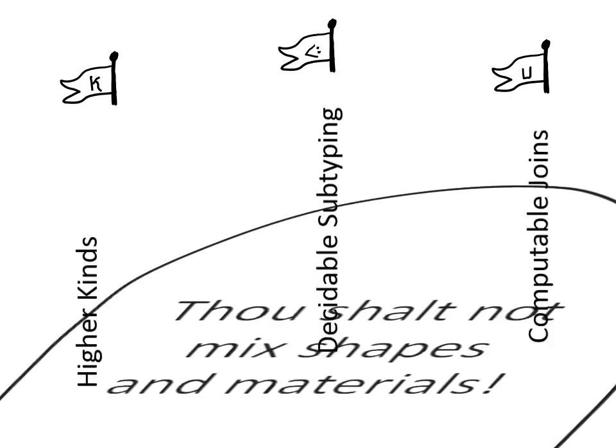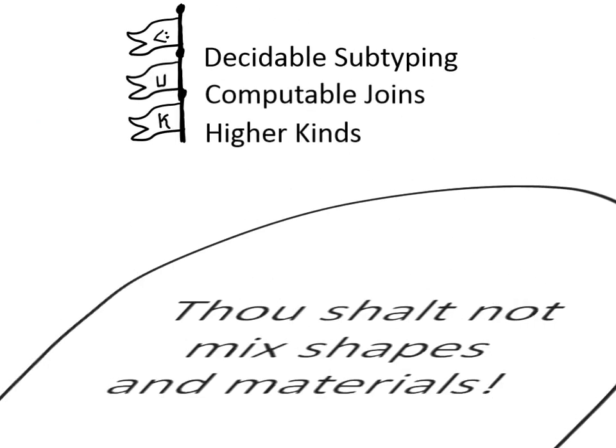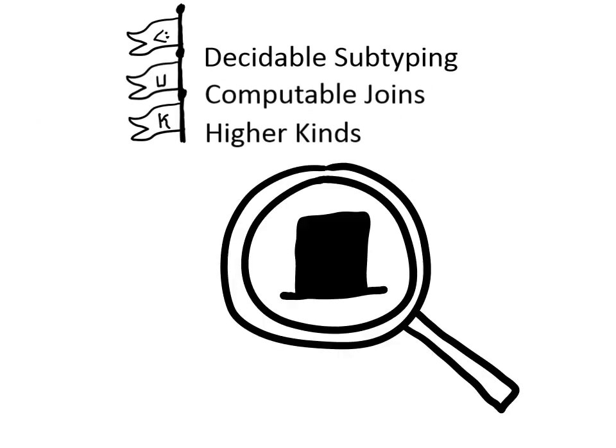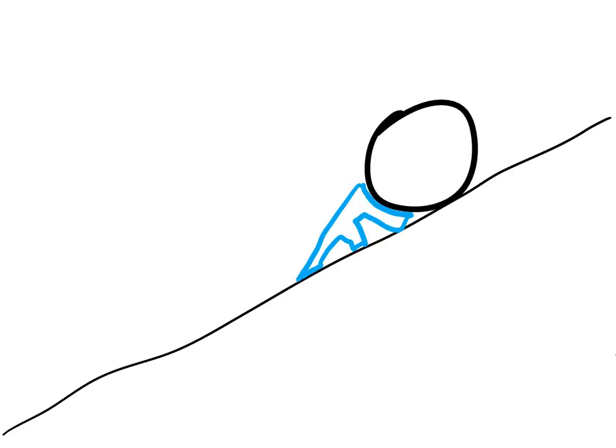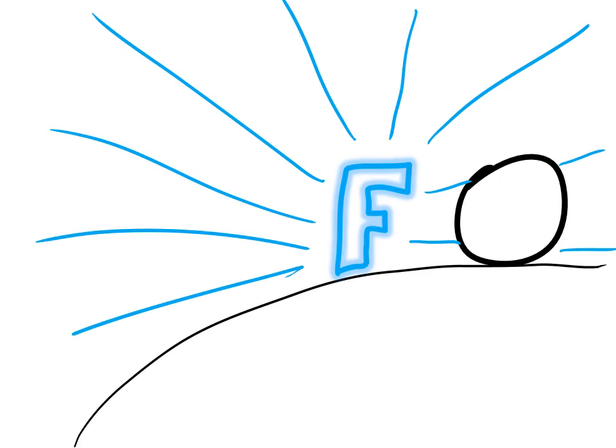In summary, I showed you 3 results which we got by exploiting a pattern that we found when observing how people in industry actually use type system features. And we called this pattern material shape separation. So by observing how type system features are actually used in practice, we can get powerful language features with strong properties. And finally, bring F-bounded polymorphism into shape.